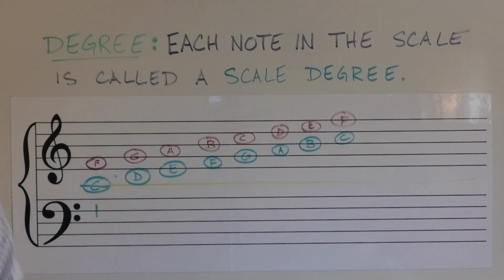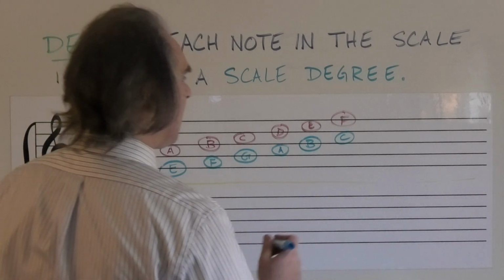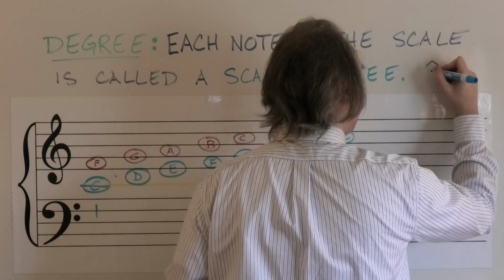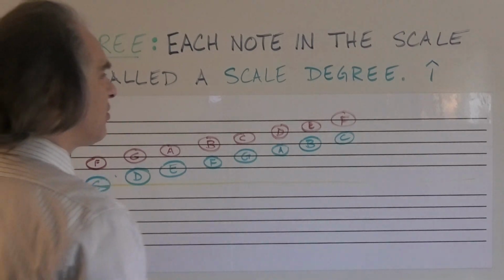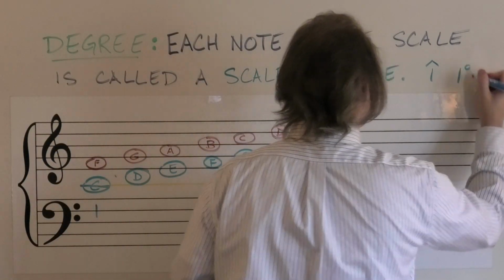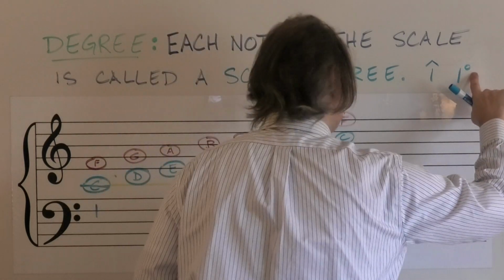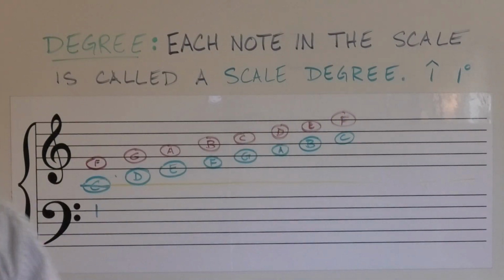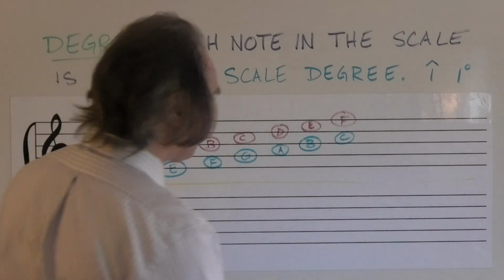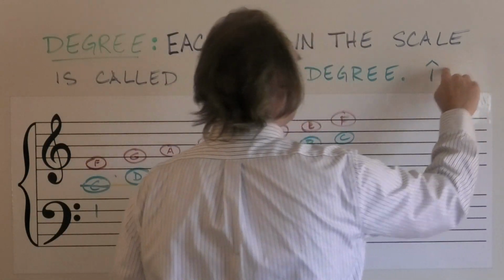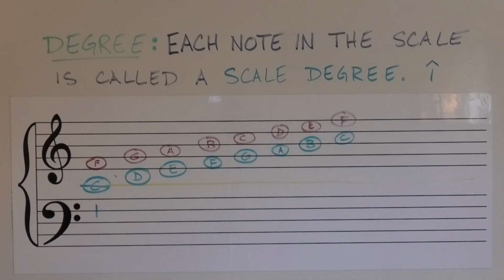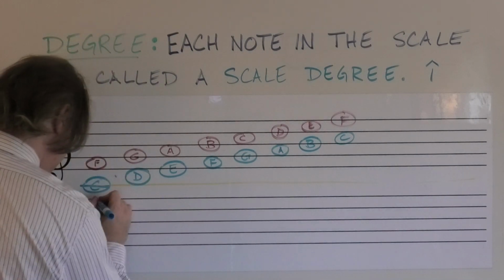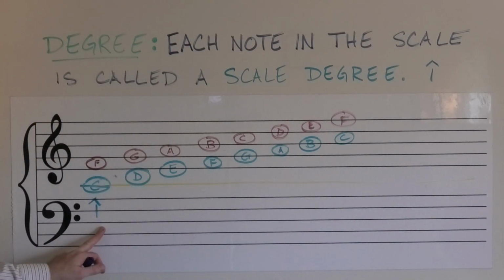Now we use a specific symbol to denote degree in music, and that's a little hat. So if I draw a little hat, that's scale degree 1. Now in mathematics, you use a little circle as a superscript, but we're not going to use that circle. That means something else in music. Musicians do it a little differently. We use a little hat. That's scale degree 1. Write all this down.